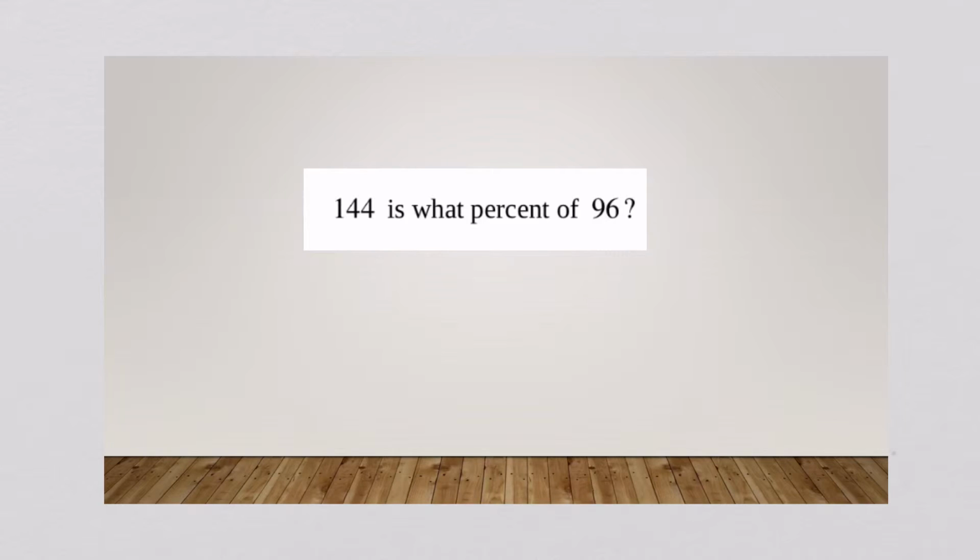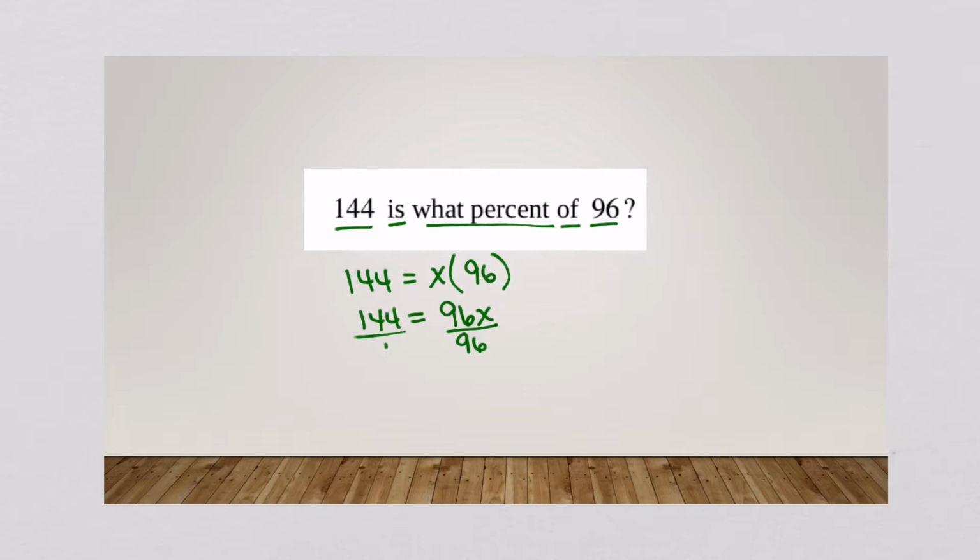Okay, 144 is what percent of 96? So let's write this one out. I've got 144. Is means equals, what percent means X, of means multiply. 96 is going to go inside here. And remember, because of the commutative property, I can write this as 144 is equal to 96x. In order to get my x all by itself, I have to divide both sides by 96.